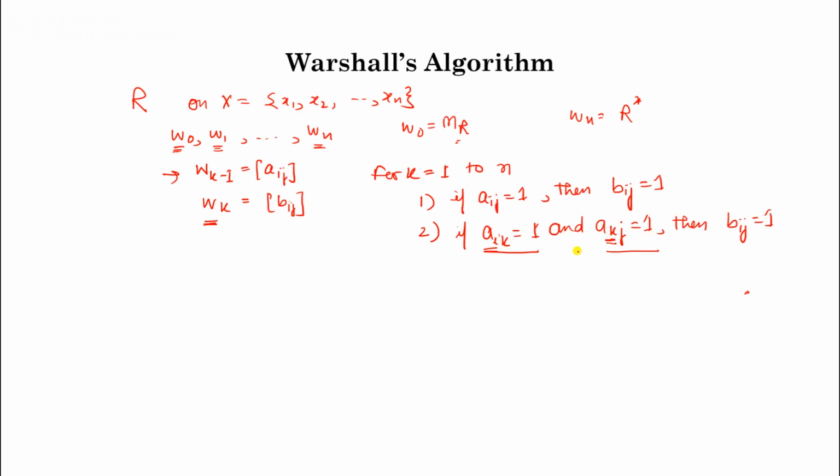If this condition is satisfied, then in this matrix Wk, Bij will be 1, and you have to repeat this step. So for k equal to 1 you will find W1, for k equal to 2 you will find W2, and finally for k equal to n you will find Wn, which will give you the transitive closure of the relation R. So this is Warshall's algorithm.